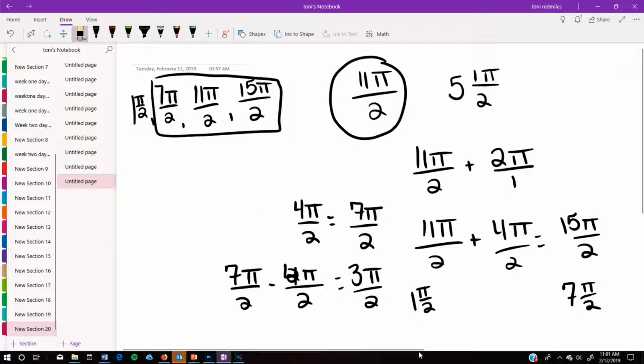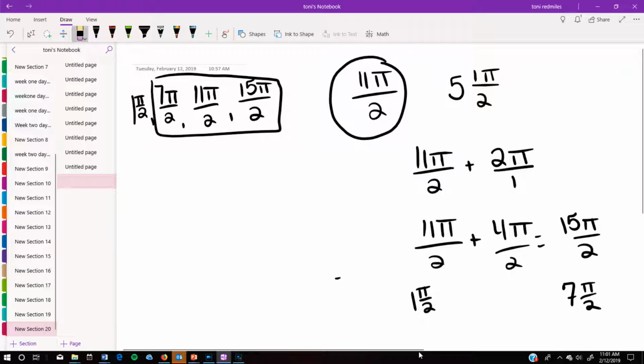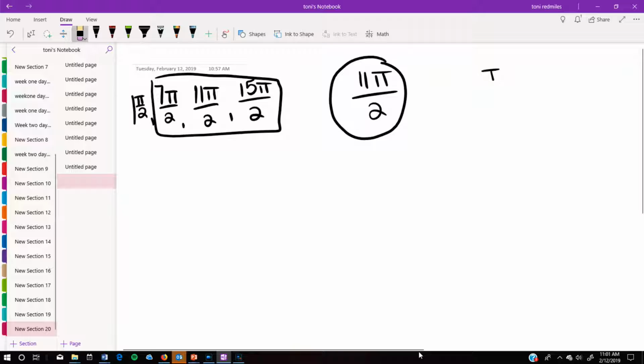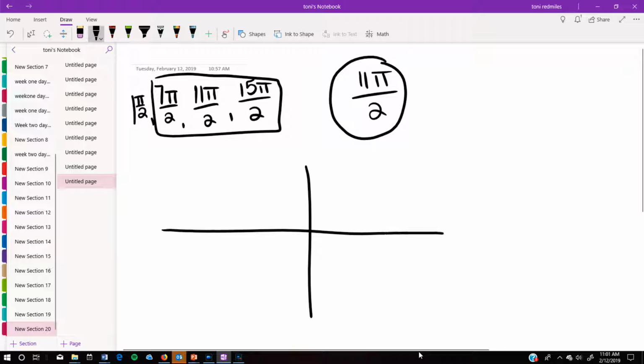Okay, so let me go ahead and show you what that looks like. So my standard position angle went to here. 1 1/2 pi is the same as 3 pi over 2. It's this line right here. This is the angle. Okay, that's my standard position angle.